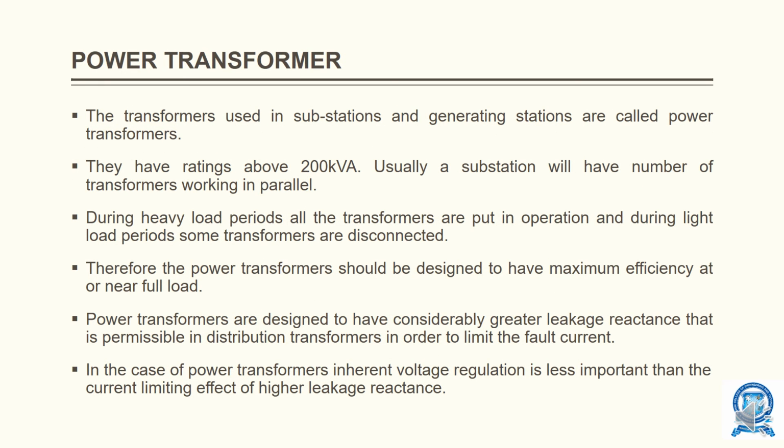Power transformer. The transformers used in substations or generating stations are called power transformers. They have a rating above 200 kVA. So up to 200 kVA we use distribution transformers. Here the power transformer has a rating of more than 200 kVA. Usually a substation will have a number of transformers working in parallel. During heavy load periods, all transformers are put into operation, and during light load, some transformers are disconnected.